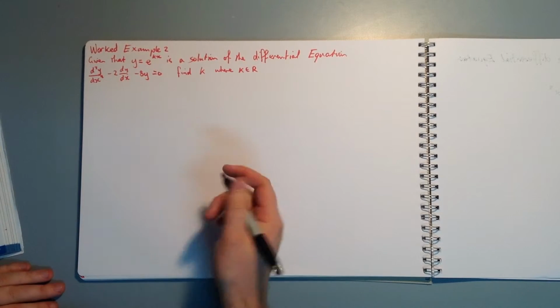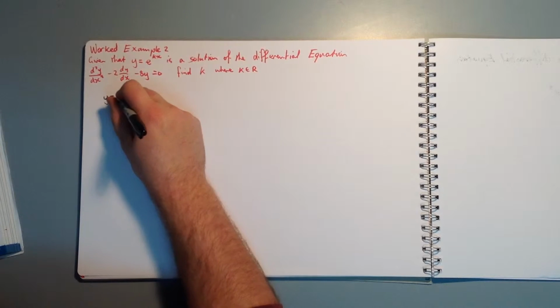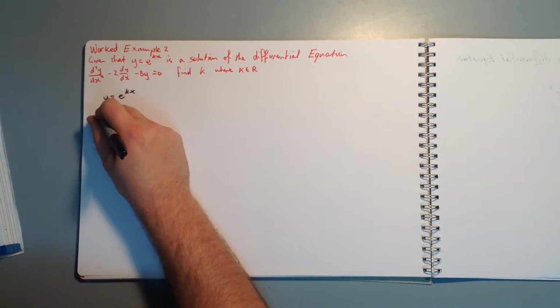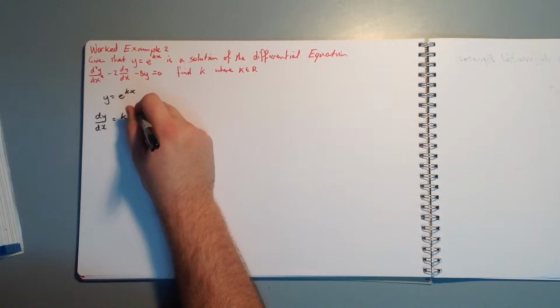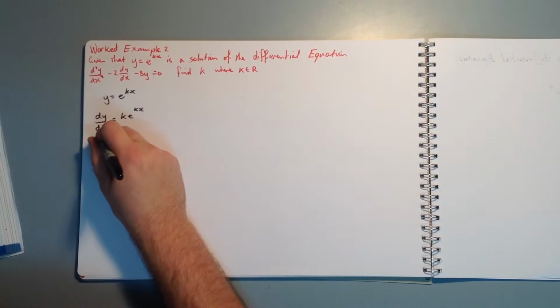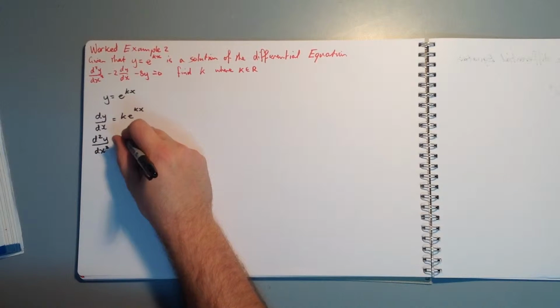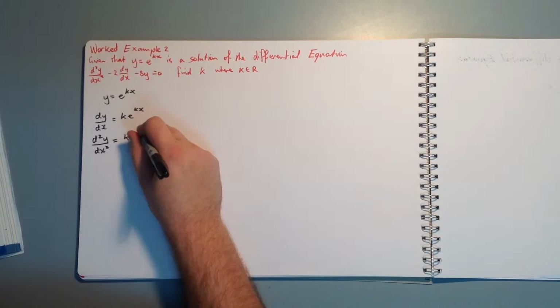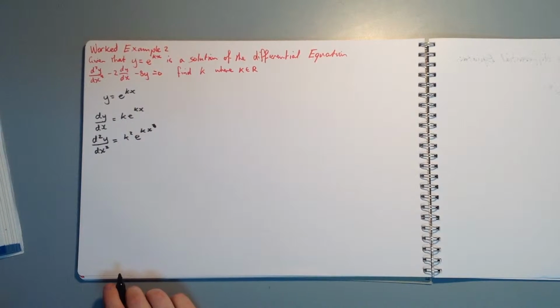Again, we go through the same process. We need up to our second derivative. So we know we've got y equals e to the kx. That means dy dx is equal to k e to the kx, which means d squared y on dx squared, our second derivative, is equal to k squared e to the kx.